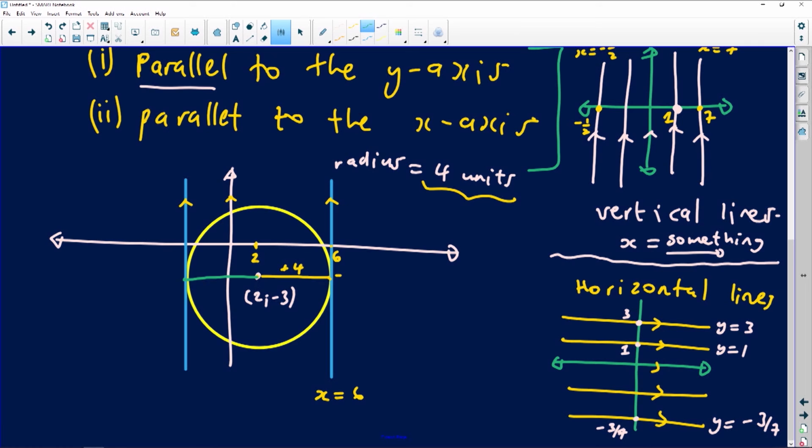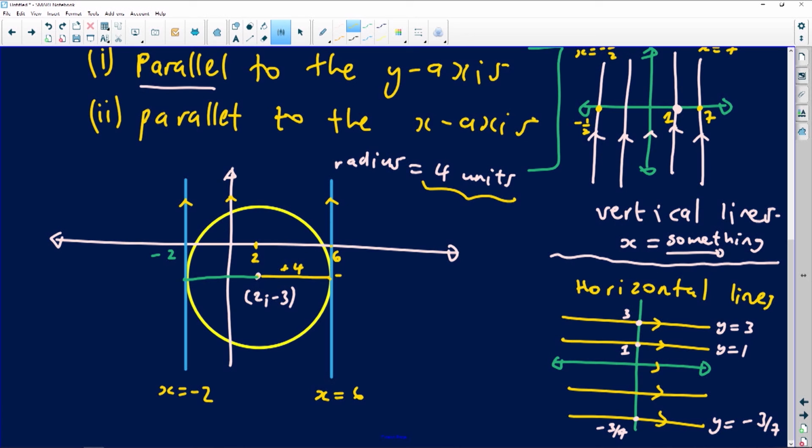But remember, this is a Cartesian plane, so pay attention to what happens to the signs of the numbers. When I move 4 units left, I'm going to move from 2 to 1, to 0, minus 1, and minus 2. So I'm simply going to end up at negative 2, which means the equation of the second one is x is equal to -2. So those are the equations of the lines that are parallel to the y-axis that happen to be tangents to the circle. I need two more.